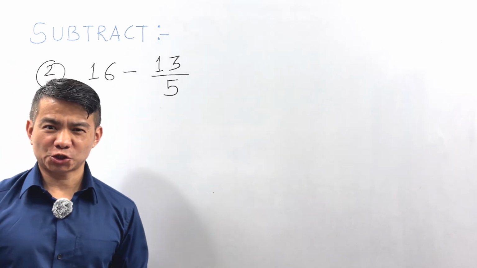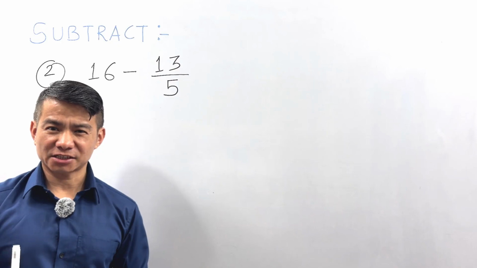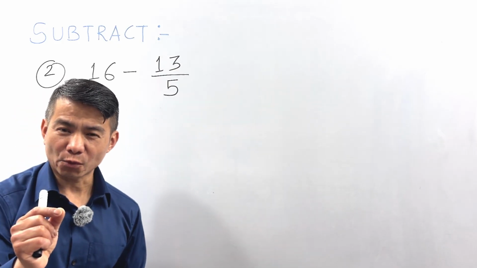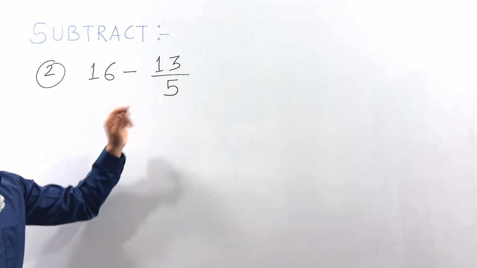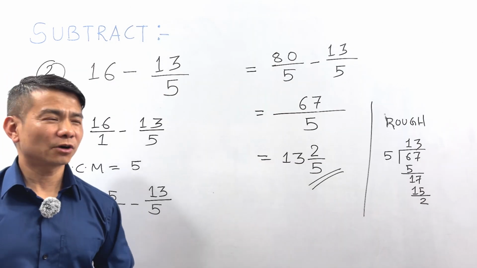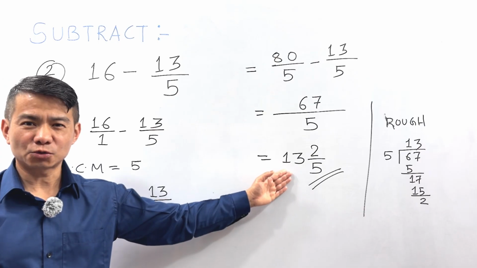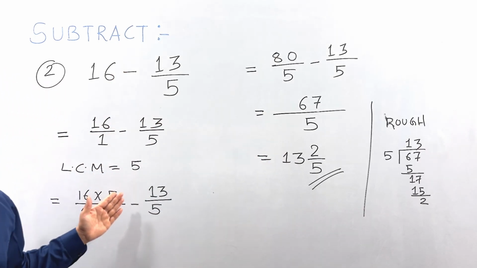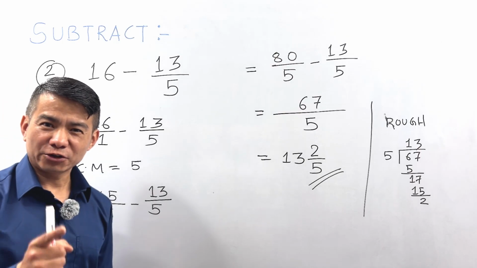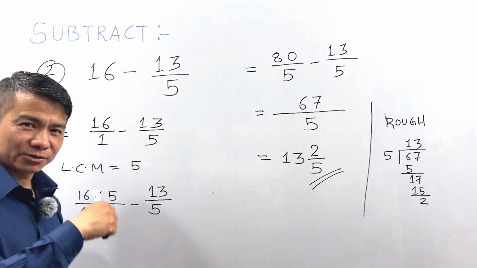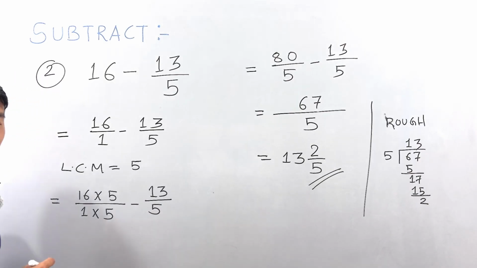I hope you understood how to subtract the fractions with different denominators. Now pause your video for a while and do this sum. I hope you got the answer right as 13 whole 2 by 5. Anyways, let us look at the solution, because here we are going to learn 3 important things of fractions.